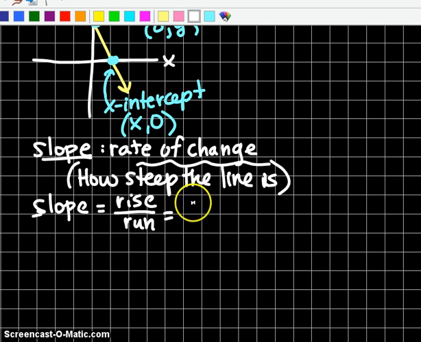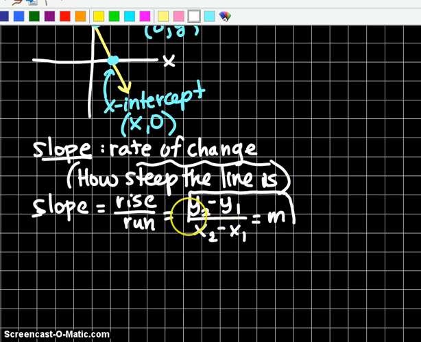So how far up or down it's going would be represented by my y values. So the formula is y2 minus y1 on top, on bottom of the fraction, x2 minus x1. And why don't you set that equal to m? M is always the variable we're going to use for slope. So it's the change of my y's on top divided by the change of my x's on bottom.